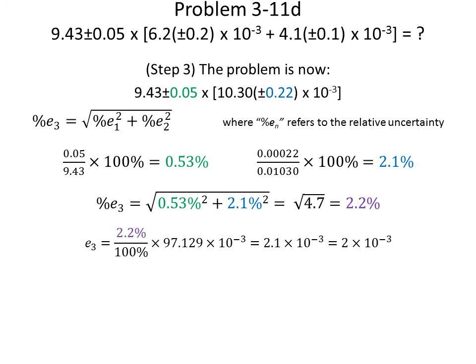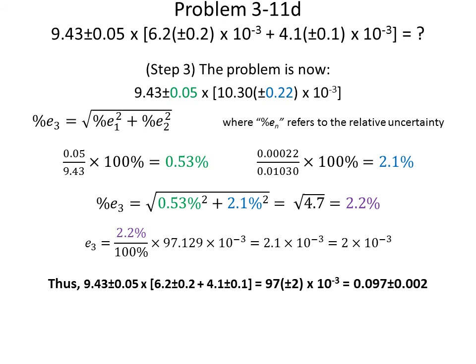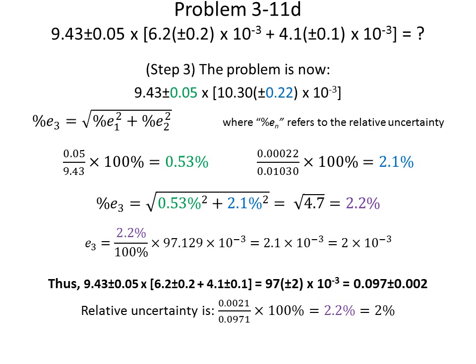We then divide 2.2% by 100% and multiply by the product, which will be 97.129 times 10 to the negative 3. Therefore, E3, our propagated absolute uncertainty, rounds to 2 times 10 to the negative 3. Therefore, the answer to problem 311D is 0.097 plus or minus 0.002. And the relative uncertainty is 2%.